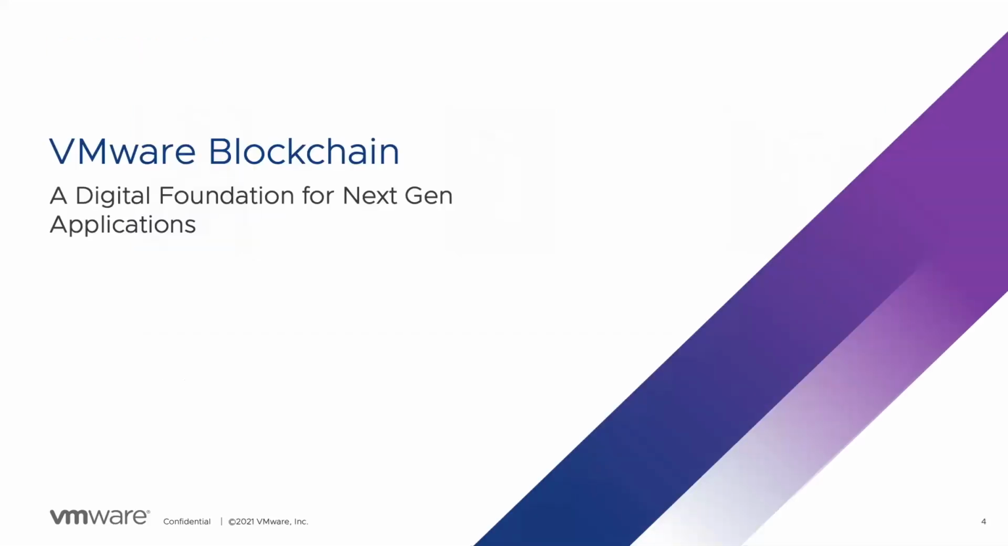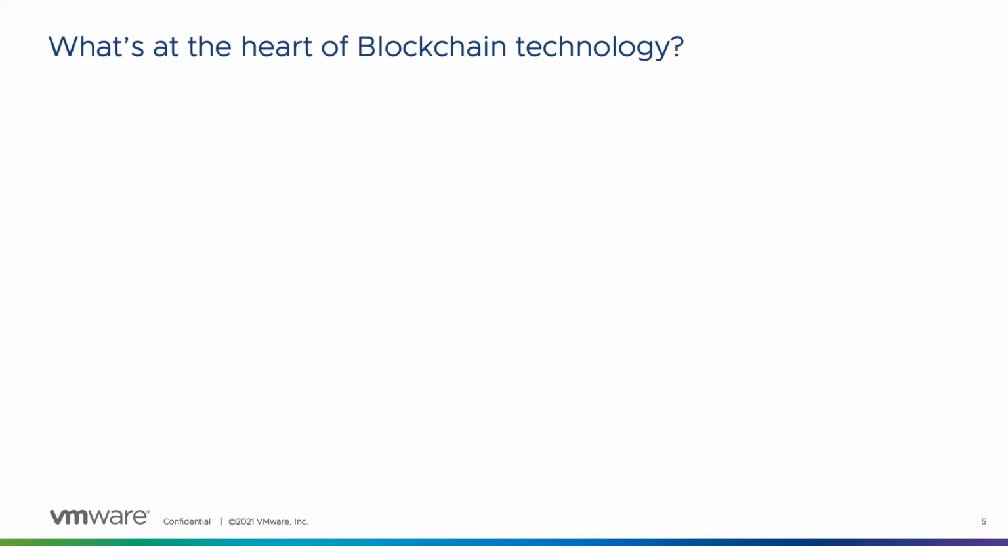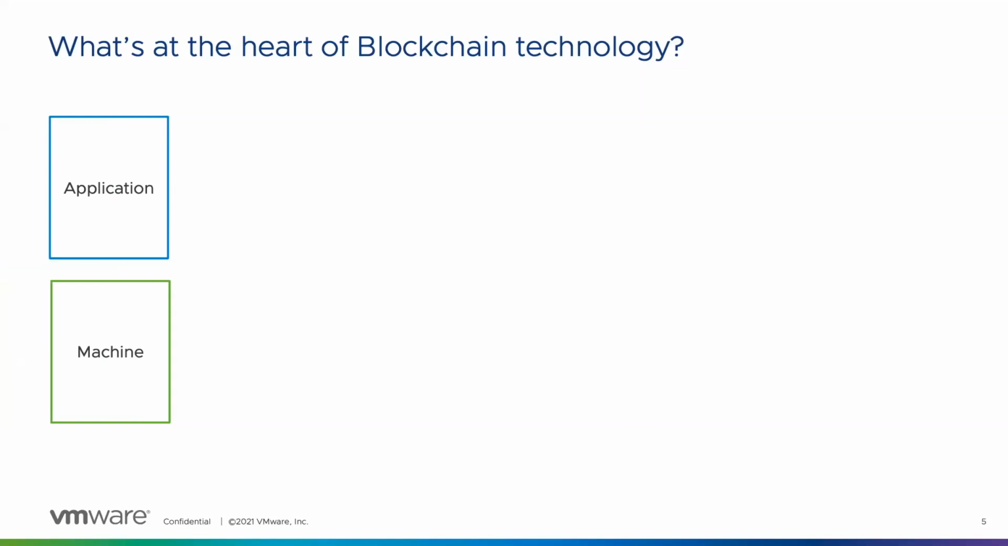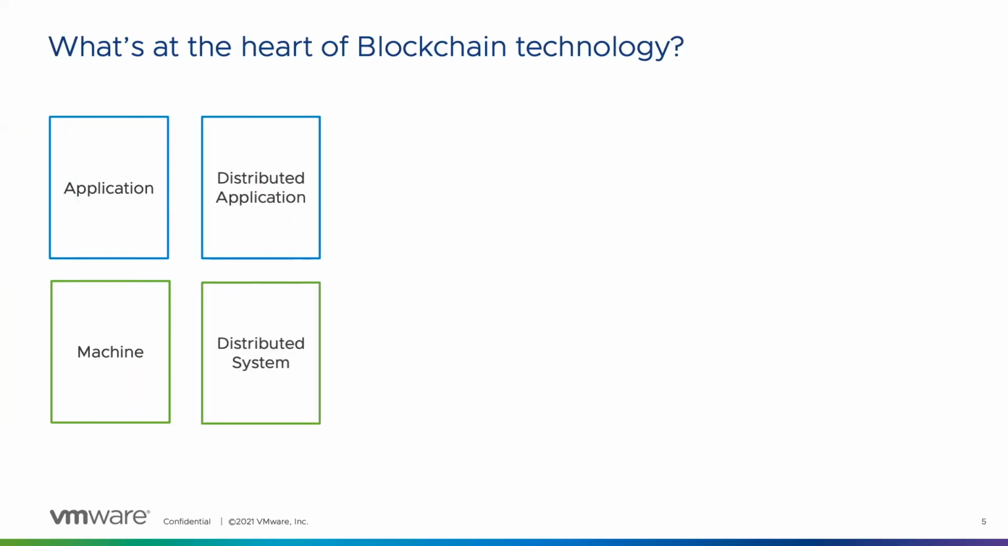So without further ado, let's start with a short introduction of what VMware Blockchain is, covering some of the key aspects of the product. For those of you who are not too familiar with blockchain, I'll start with a brief introduction of the core elements of the technology. We'll talk in terms of a simple concept of an application running on a machine, which we're all familiar with. We've been building these applications for a number of years now, and they've all been running on servers and virtual machines. Lately, all of that is transitioning towards container platforms, things like Docker or VMware Tanzu Kubernetes Grid, and similar.